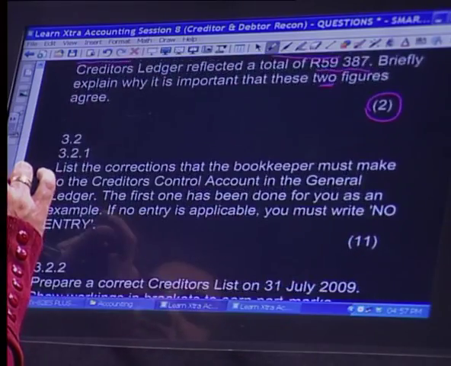It should be the same because it's the same transactions that are going into the control account and into your creditors list. One is going into the general ledger while the other is going into the subsidiary ledger. So technically, it should be the same amount. Why won't it be the same? It won't be the same if you've made errors, and remember, humans do make errors, or you've omitted something, you've left something out. Right, let's move on to the next question.